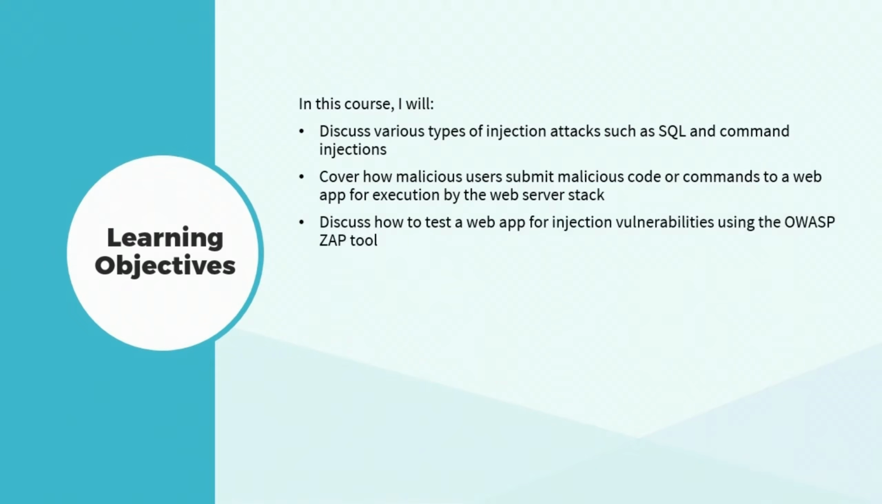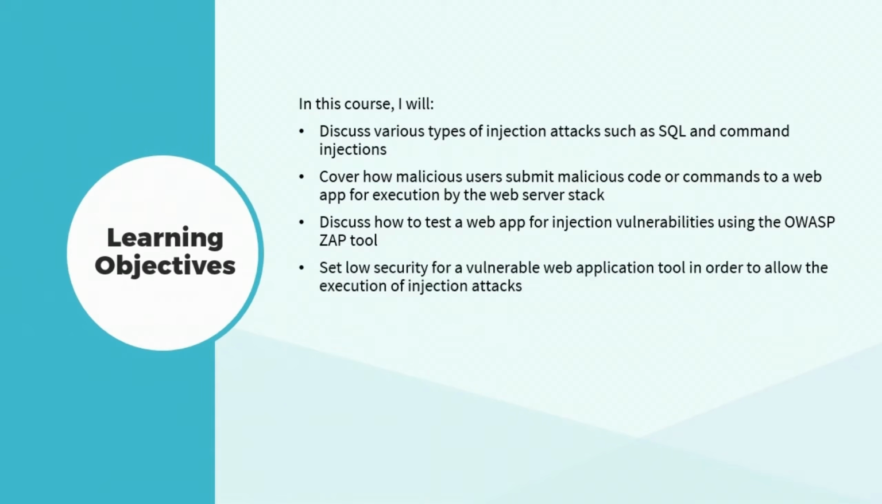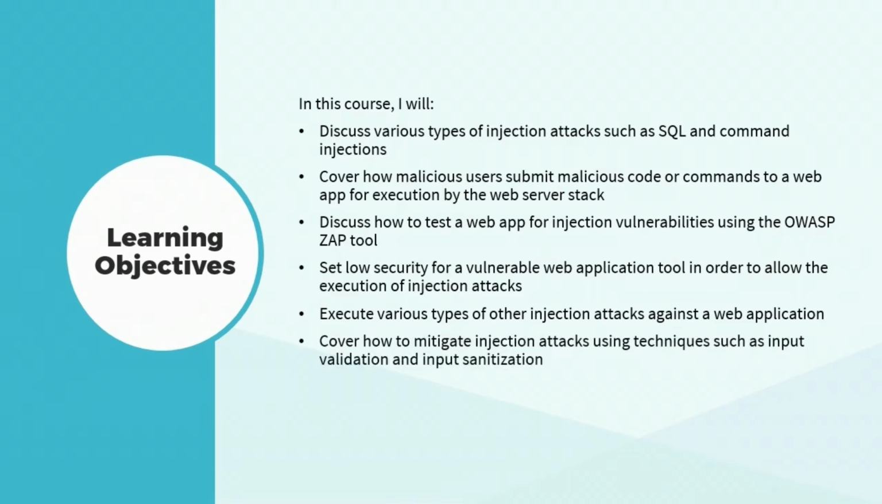Next, I'll discuss how to test a web application for injection vulnerabilities using the OWASP ZAP tool. Next, I'll set the low security level for a vulnerable web application tool in order to allow the execution of injection attacks. I will then execute various other types of injection attacks against the web application. And lastly, I will cover how to mitigate injection attacks using techniques such as input validation and input sanitization.